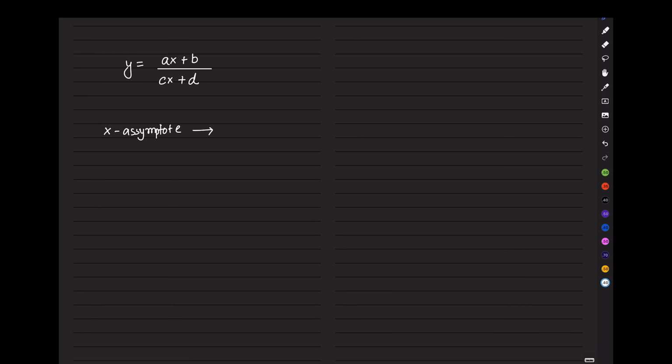How to find the x asymptote. The x asymptote is basically set the denominator to 0. So cx plus d equals 0, so x equals negative d over c. The target is to set the denominator equal to 0. And how to find the y asymptote? Y asymptote.